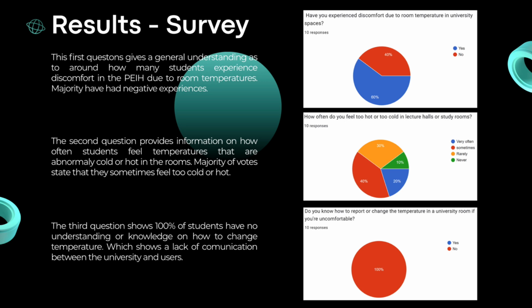Results. The first question in the survey allows me to gain a general understanding as to how many students experience discomfort in the PIH room due to temperatures. The second question allows me to understand how often these students feel the temperatures, and the third question shows that 100% of students have no understanding or knowledge on how to change the temperature if they are uncomfortable.